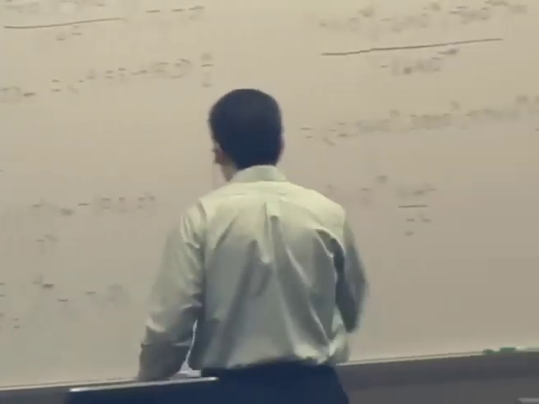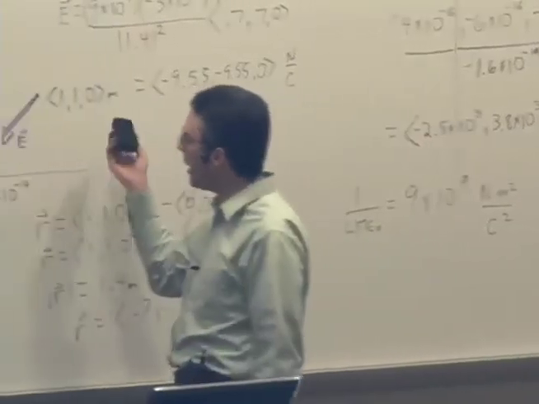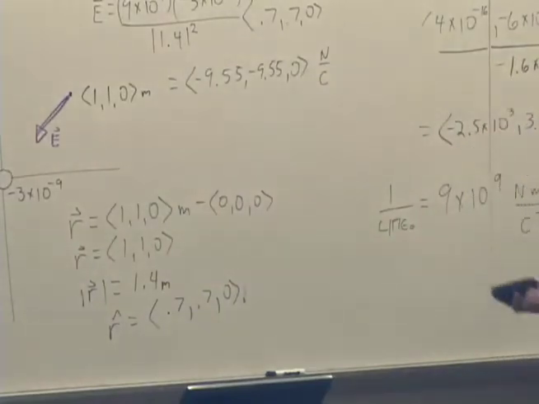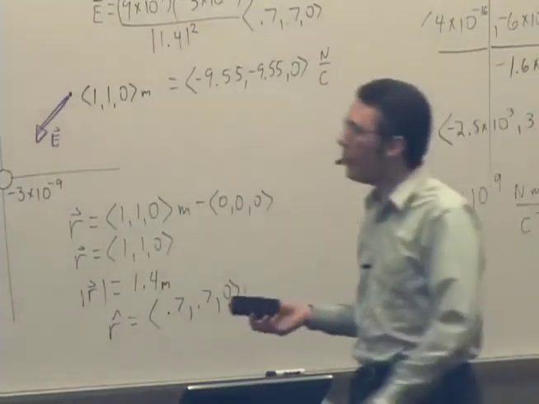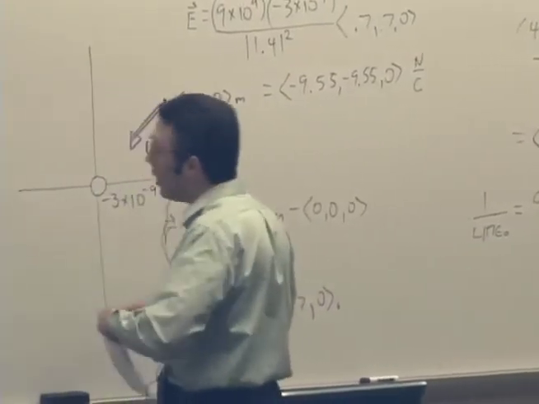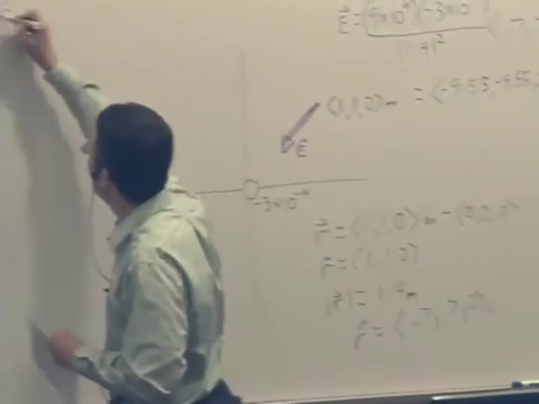Today something new, which is we know how to calculate the field of a single point charge. What if we have more than one? What if we have a number of point charges and we want to find the electric field at a location? And that's going to involve something we call the superposition principle.